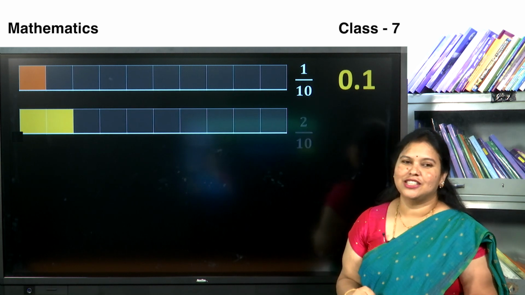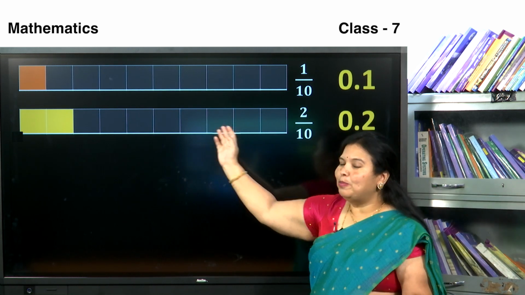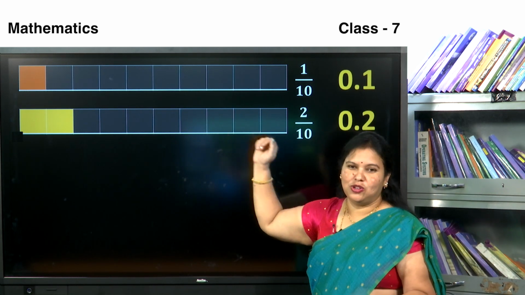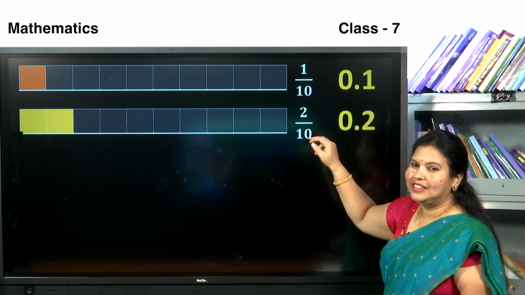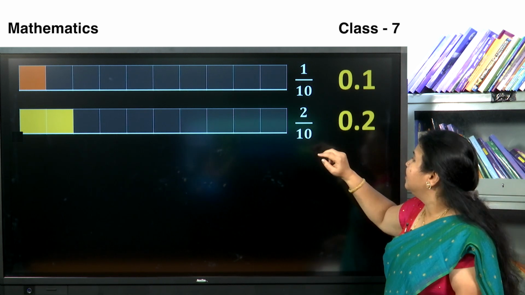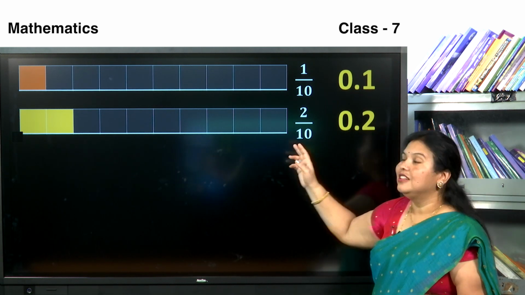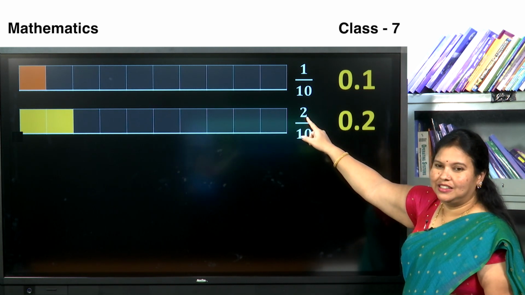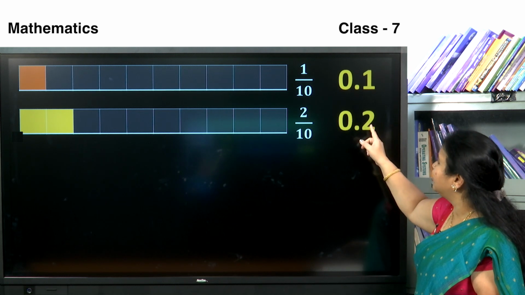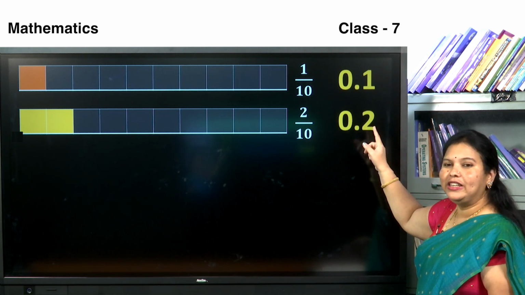We will see the next one. Here 2 parts are shaded out of 10 boxes. So we have to write it as 2 by 10. It can be written as 0.2. Please observe here, here 2 is in numerator. So, we have to write this 2 after the decimal point in 10th place.